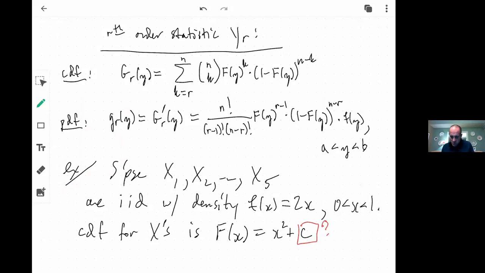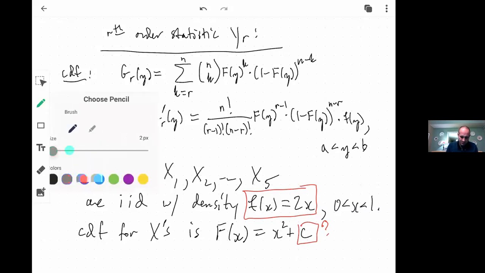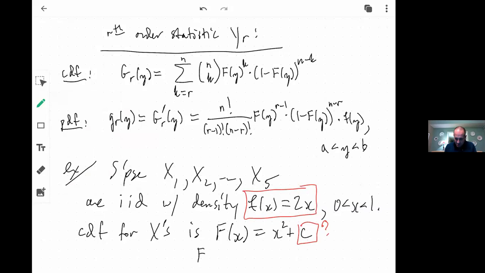Well, you can use facts that you know about this. First of all, the density needs to be 0 elsewhere, and in particular it will be 0 at 0. This thing matches up at 0, and so capital F of 0 is 0. On the one hand capital F of 0 is 0, and on the other hand this is going to be 0 squared plus c. So what does that tell us about c? c is equal to 0.